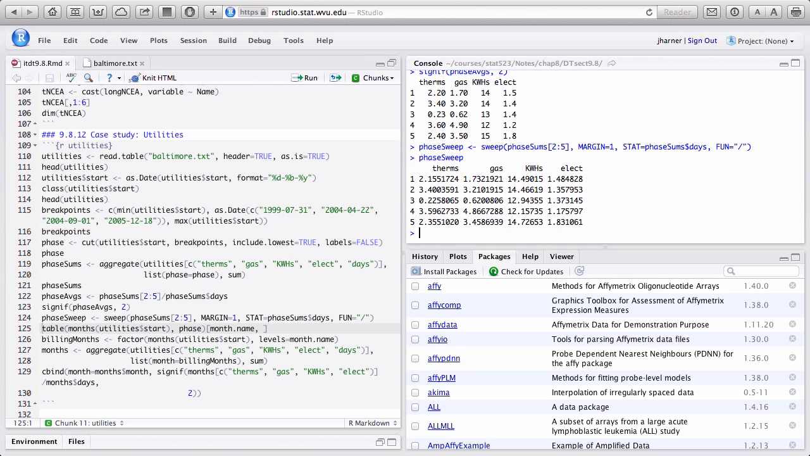So with the sweep operator, I could sweep out by column if I wanted to standardize the data. If I take the data and I want to standardize it by, say, subtracting out the mean of each column from the column, then I could use the sweep operator to do that. So the sweep operator is pretty powerful. It's another one of these functions that you can put in your bag of functions that can manipulate data.